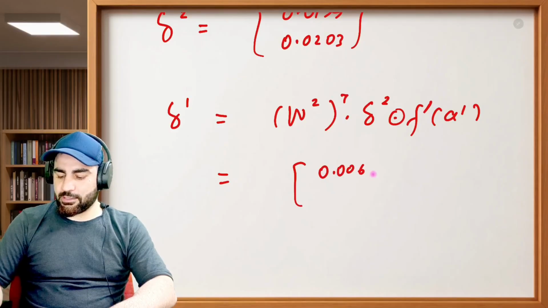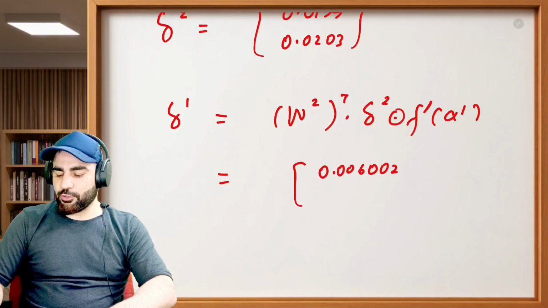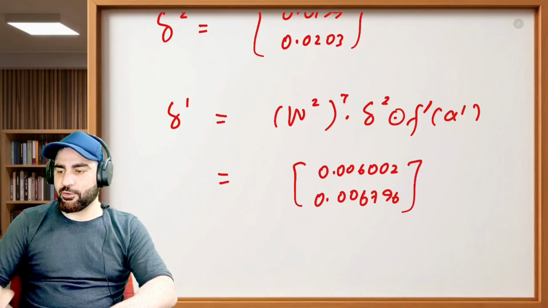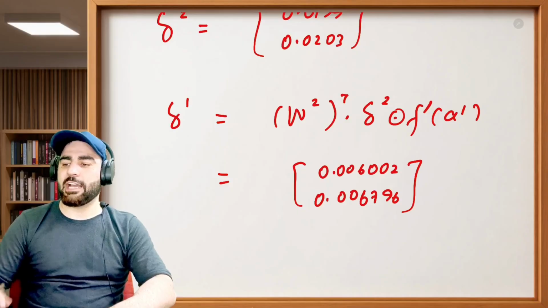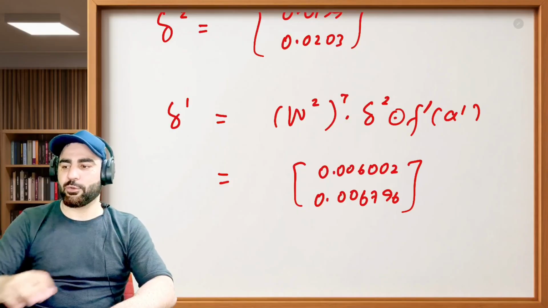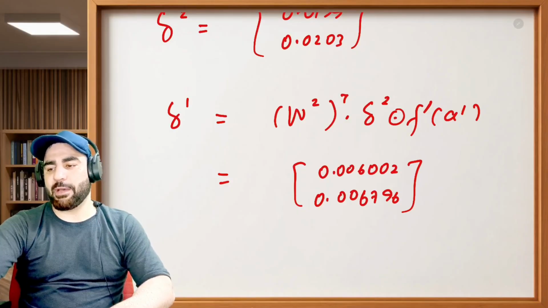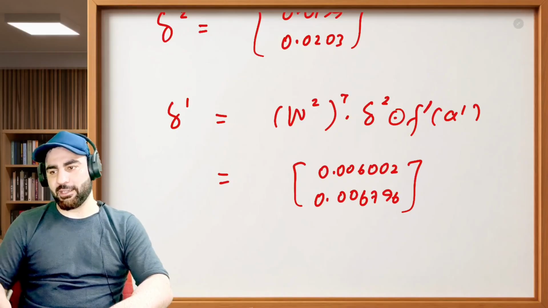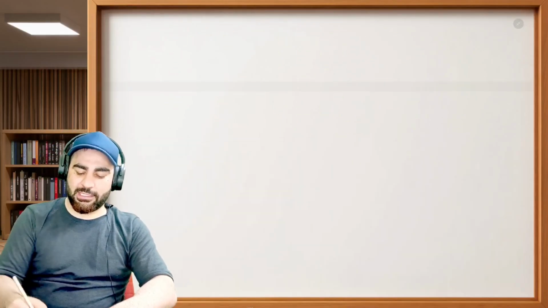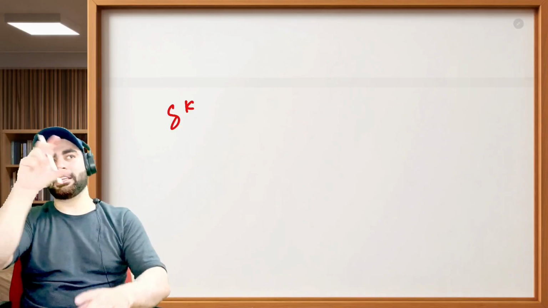0.006002, and this comes out to be 0.006796. Okay, again what is this telling you? Errors are diluted as they propagate backwards. So this is what it's telling you. Now we have to update these parameters. We can do this element-wise. And now with this we have all these delta k's. All these things are gradients basically.